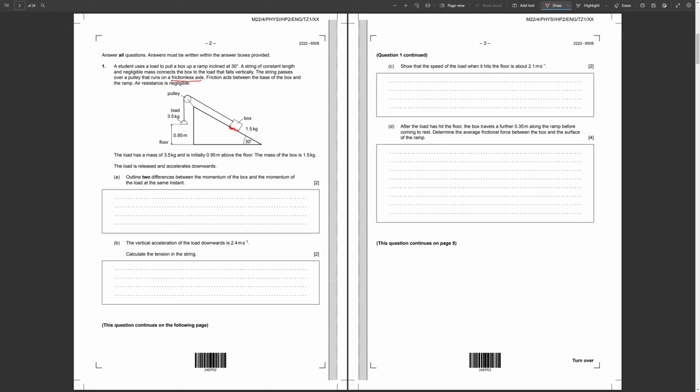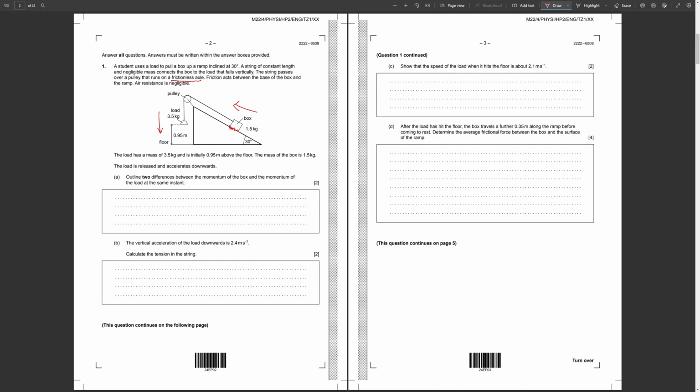In part A, we're going to state two differences between the momentum of the box and the momentum of the load. Momentum is a vector quantity, which means we shall consider its direction and its magnitude. The direction of their momentum depends on their direction of motion. The box is climbing up, but the load is falling down. Therefore, their directions are different, which makes the direction of momentum different.